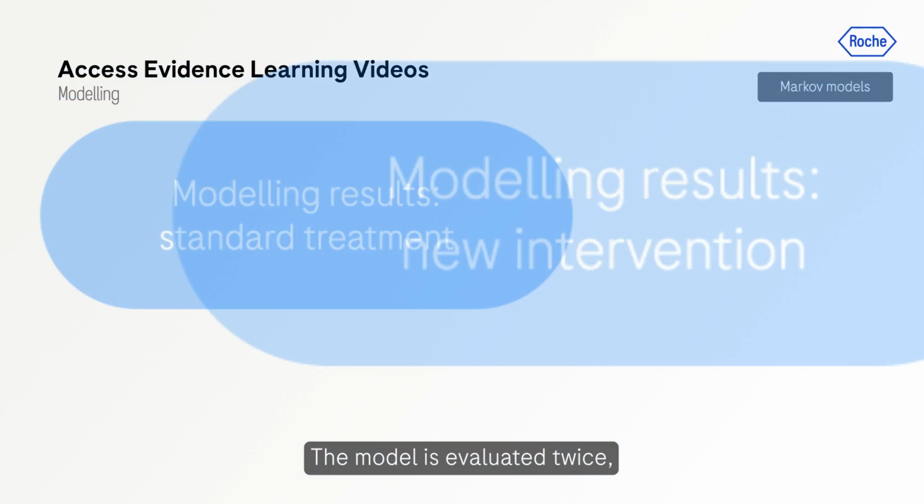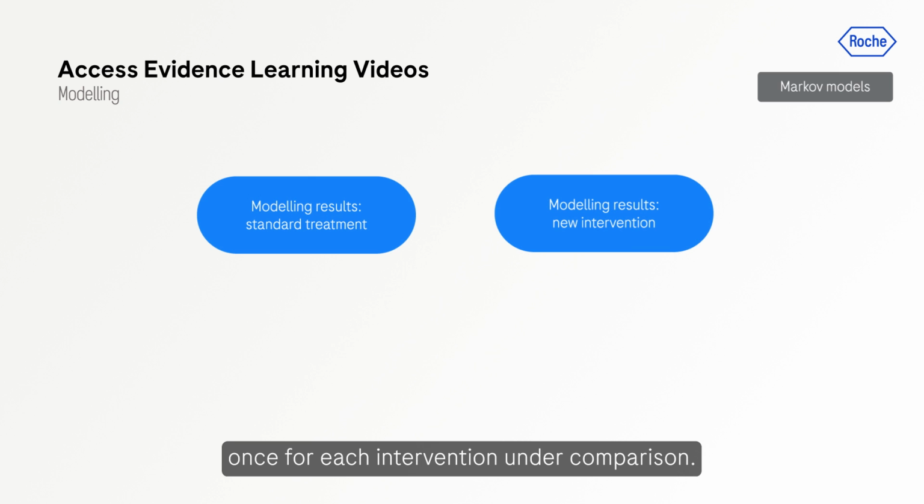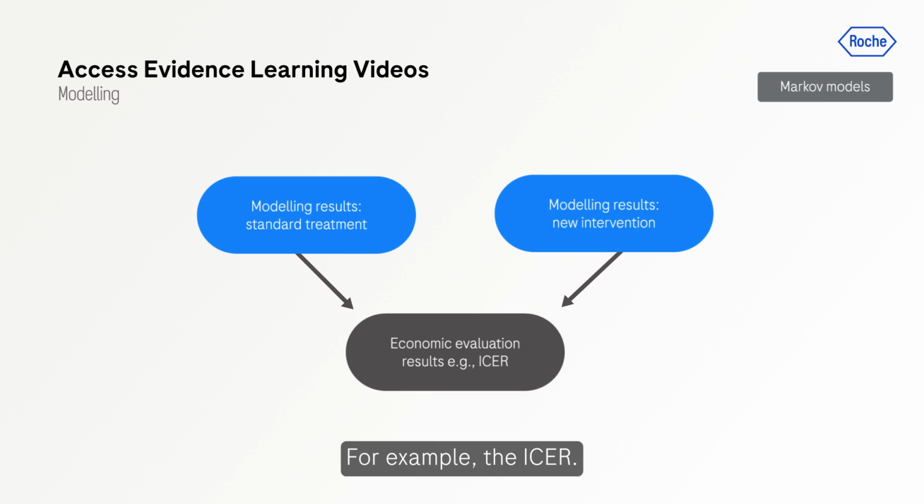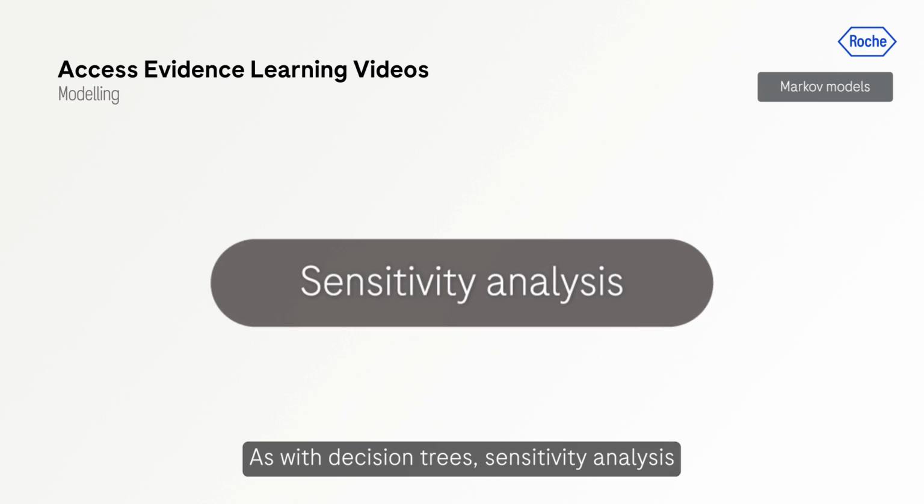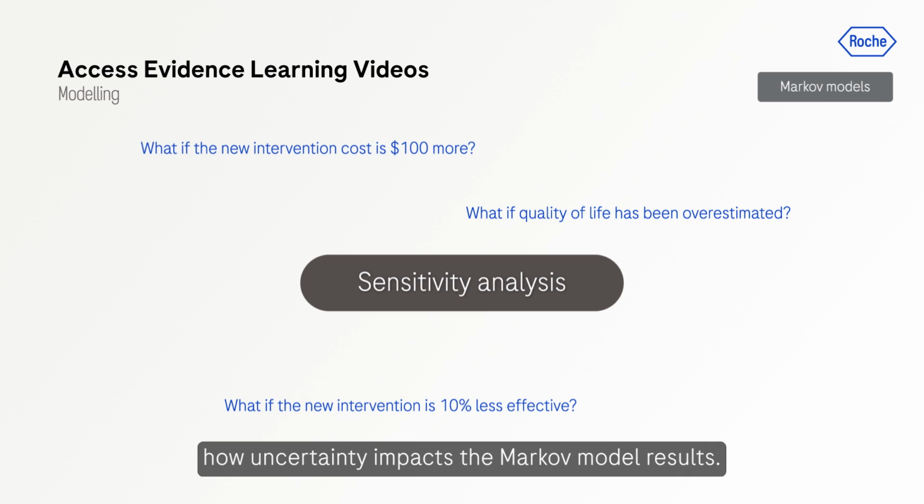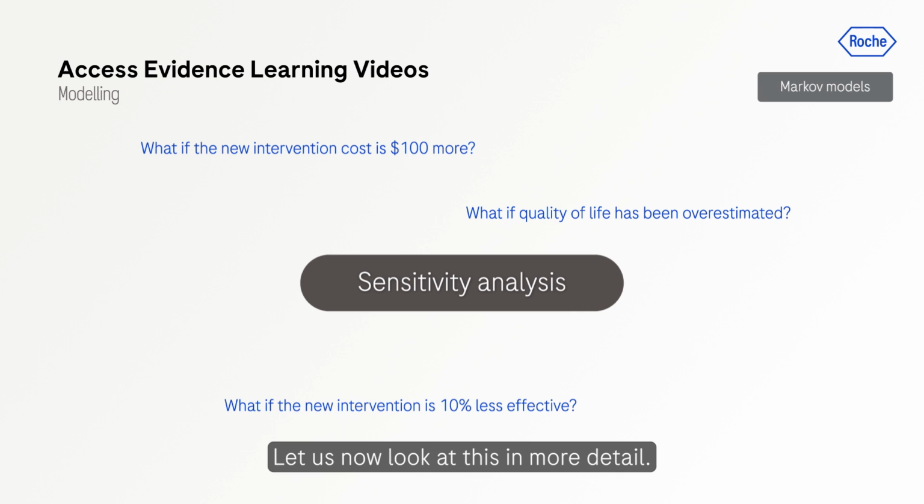The model is evaluated twice, once for each intervention under comparison. The results can then be used to calculate the economic evaluation results, for example, the ICER. As with decision trees, sensitivity analysis is also important to investigate how uncertainty impacts the Markov model results. Let us now look at this in more detail.